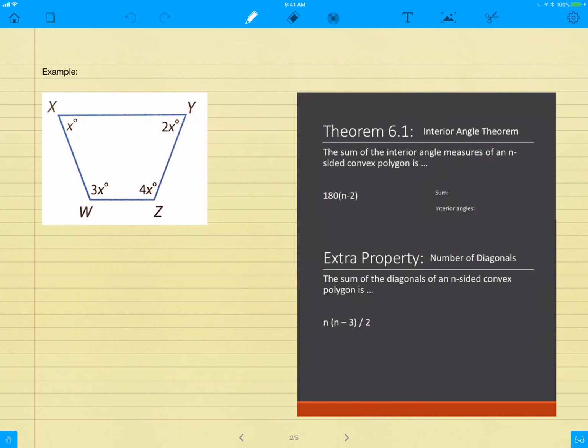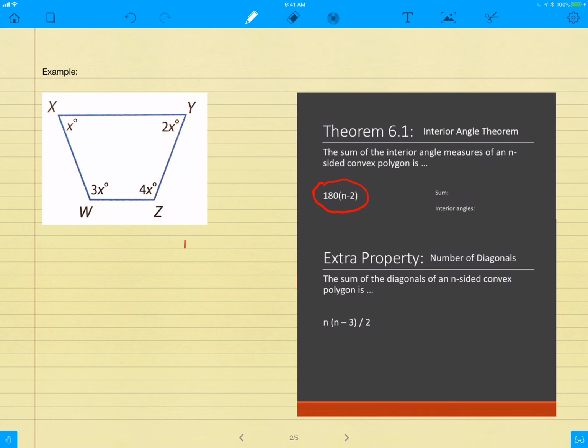So this is one of the problems that could potentially be in your book, so I might have assigned this one. Hint, hint. This problem in particular asks you to find the interior angles on the diagram. It says find the value of x that satisfies the following diagram. So we need to use that first theorem, 6.1, as you can see on my screen. This formula will help you find the sum of the interior angles when you add all the interior angles together. That's important. We need to find that number first.